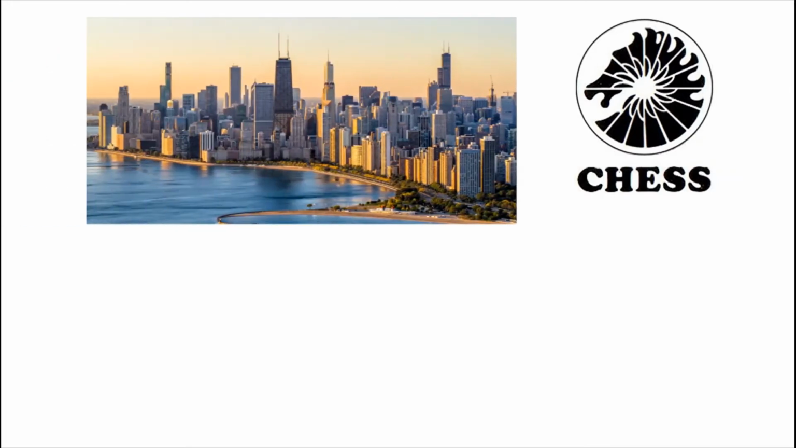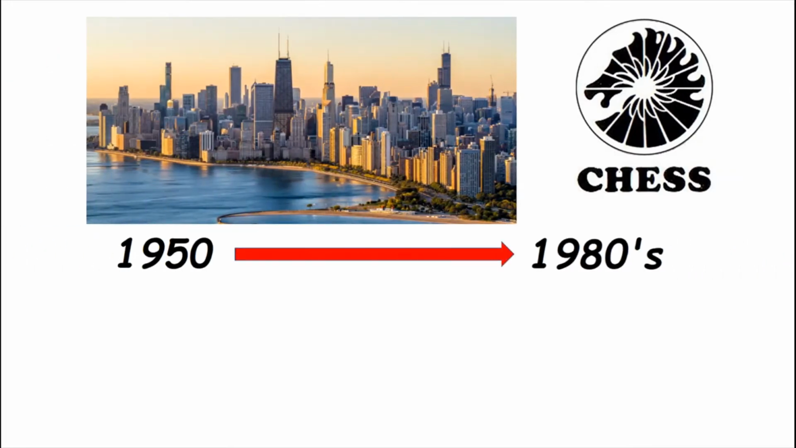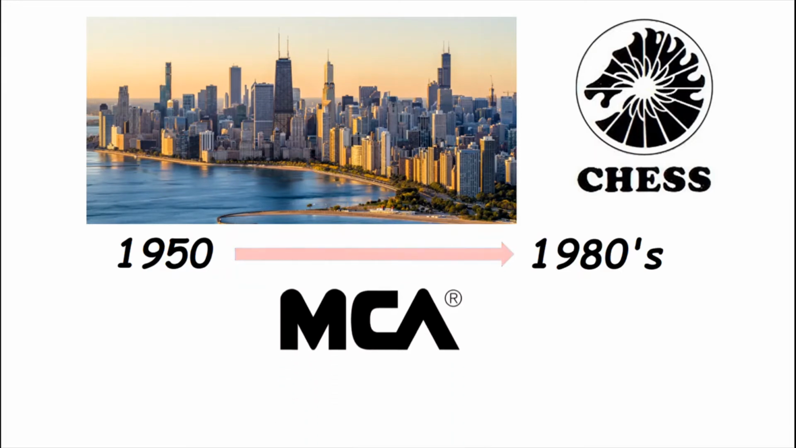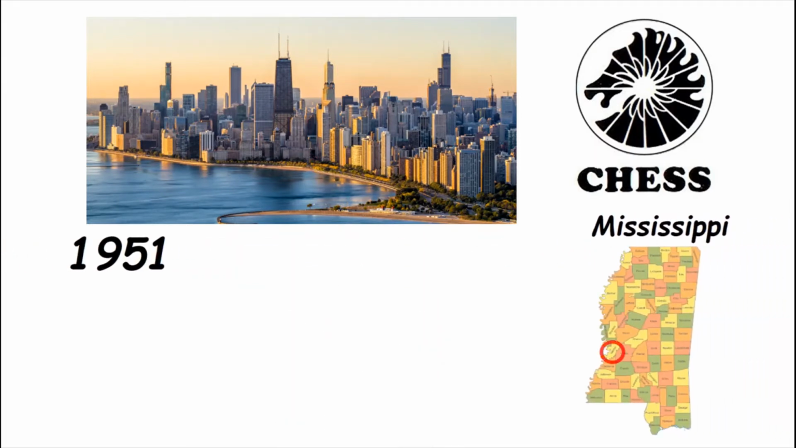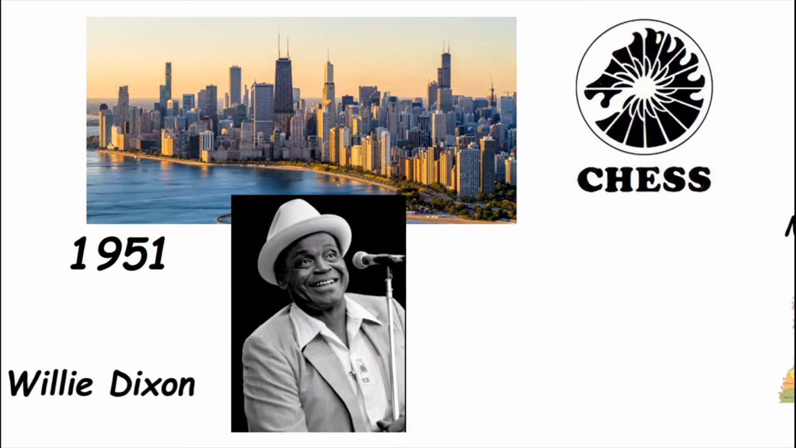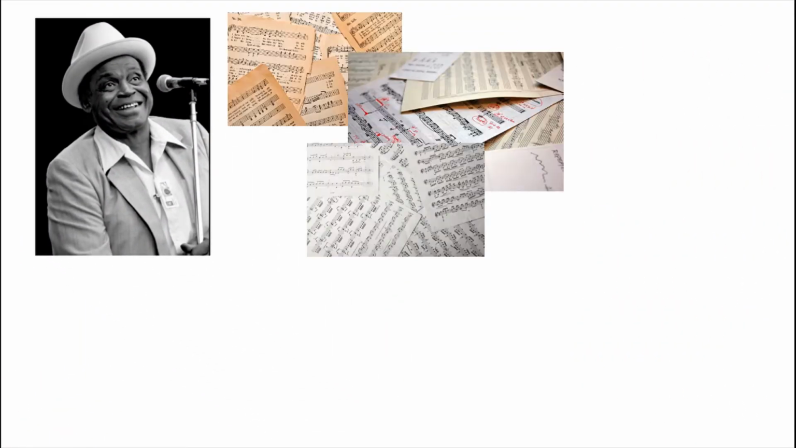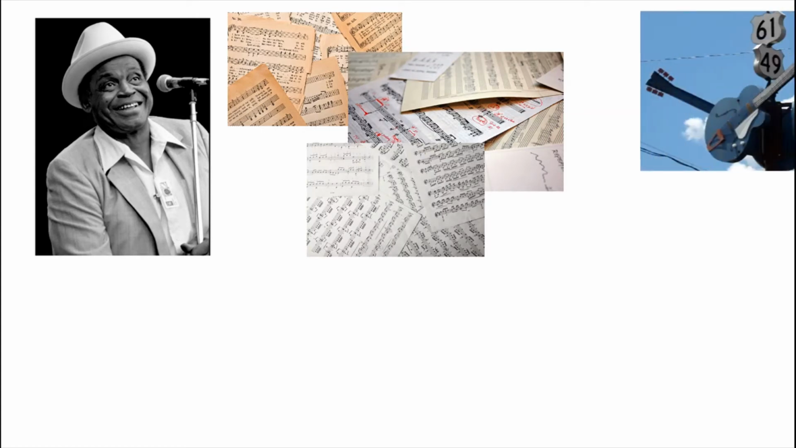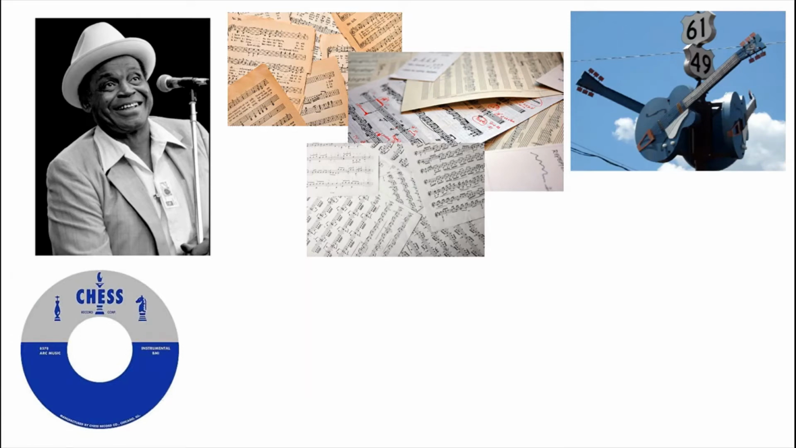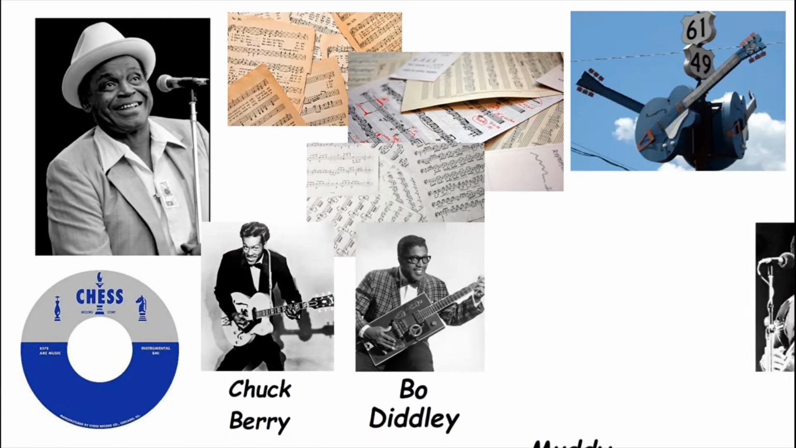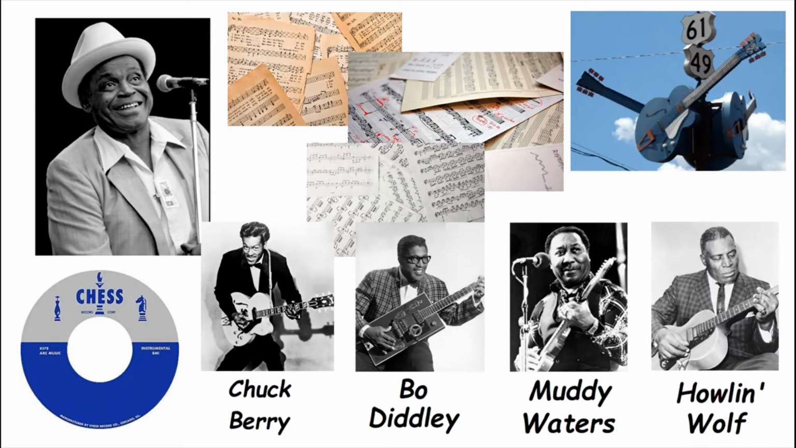By now, we're pretty familiar with this record company, which was the blues record label in Chicago from 1950 until the mid-1980s, when they were acquired by MCA. But in 1951, they had a prolific songwriter working for them, Mississippi native Willie Dixon. Dixon wrote over 500 songs during his lifetime, many of which became blues standards and several of which were originally recorded by Chess artists, including Chuck Berry, Bo Diddley, Muddy Waters, and Chester Howlin' Wolf Burnett.